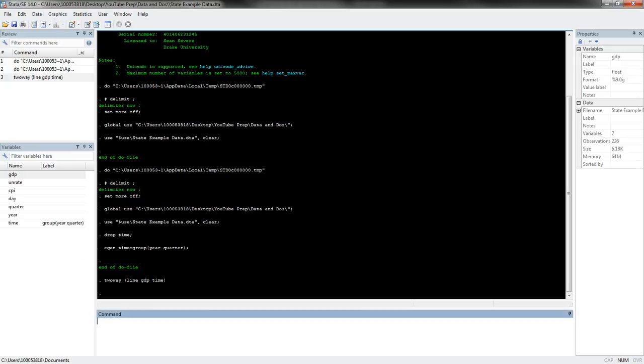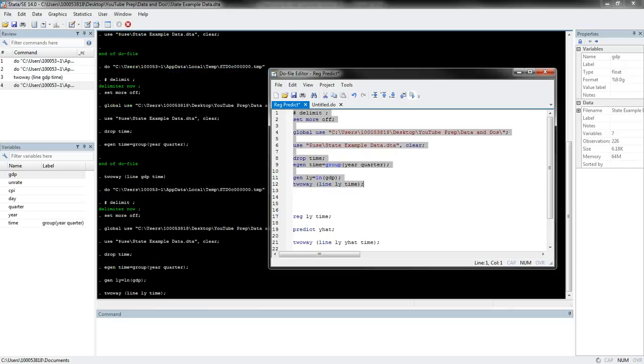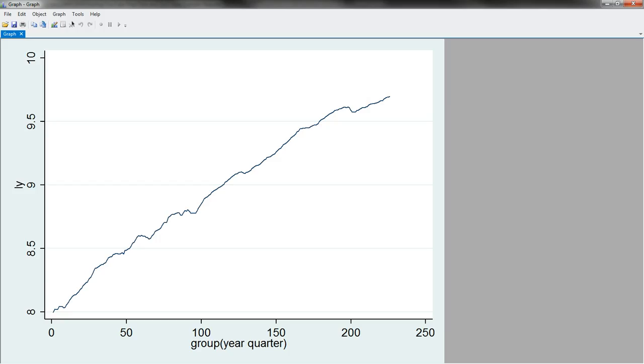So to do that, I go back to my do file, and I'm going to generate ly equal to the natural log of GDP, and then we'll just throw in a two-way line of ly and time, so we can see what that looks like. We do that, and I get something that looks like this, which tends to look a little bit more linear than actual GDP values.